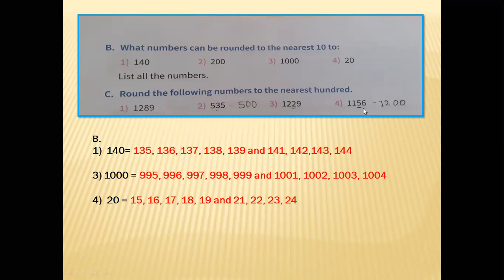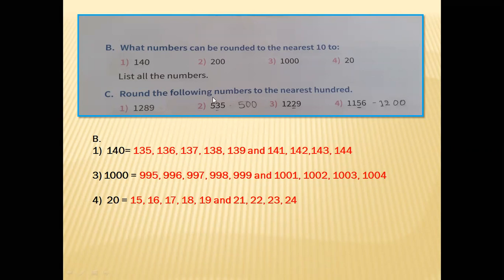1156. Okay, see here in the tens place 5 is there. So, this 1 changes to 2. The answer is 1200. The thousands place is the same, 1 only. Then the hundreds place changes to the next number, 2. And then there are 2 digits in the ones place and tens place. You have to put zeros in those places.